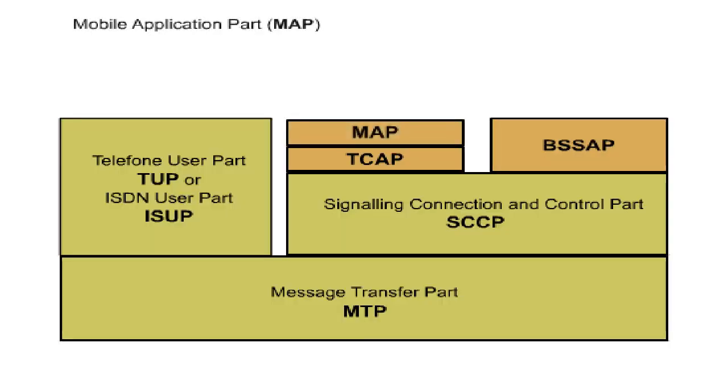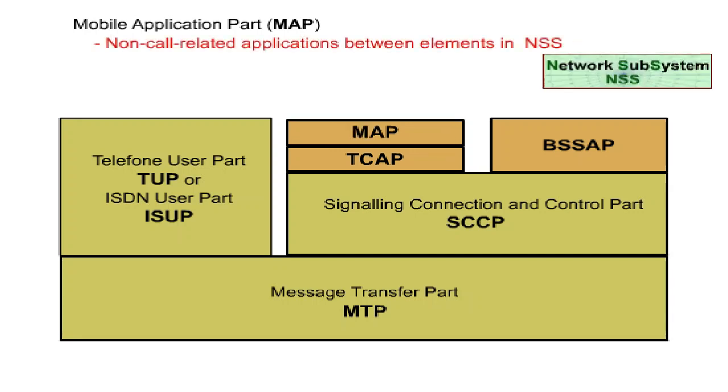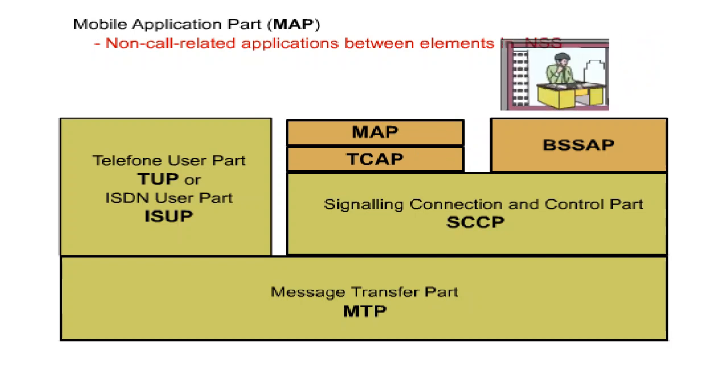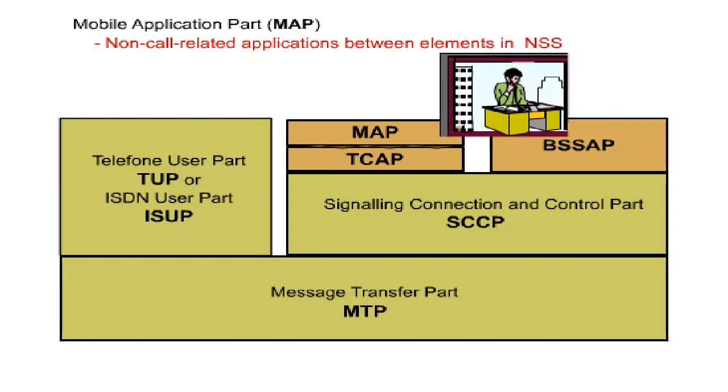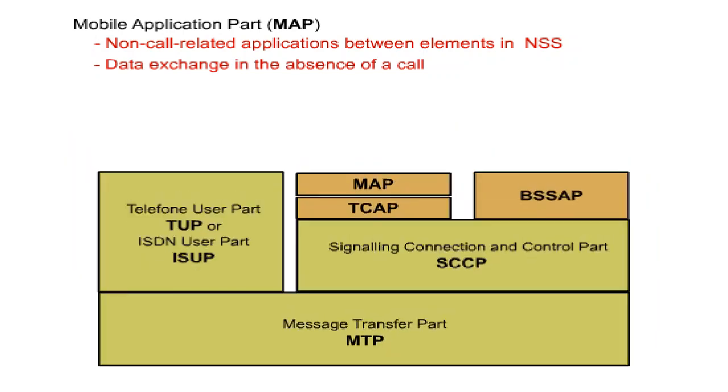The mobile application part, MAP, is a GSM-specific protocol for non-call-related applications between elements in the NSS. MAP resides directly on top of TCAP, which can be used as a secretary's office by the MAP, and which coordinates and guarantees a smooth MAP communication. A MAP-based communication takes place when data is exchanged between NSS elements in the absence of a call.